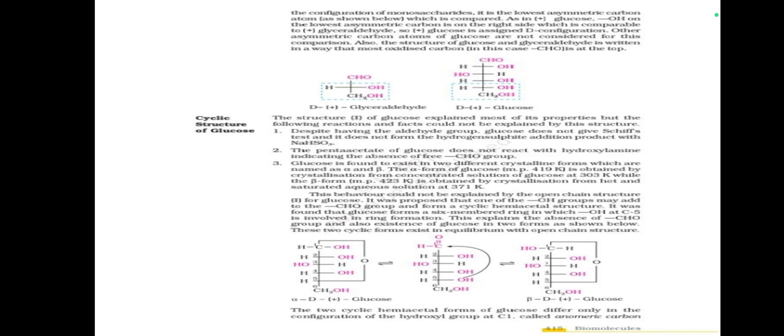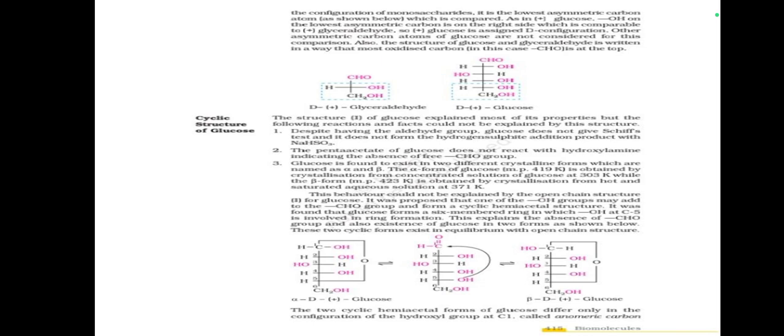Now, glucose is found to exist in two different crystalline forms, which are named alpha and beta. The alpha form of glucose, melting point 419 Kelvin, is obtained by crystallization from concentrated solutions of glucose at 303 Kelvin, while the beta form, melting point 423 Kelvin, is obtained by crystallization from hot saturated aqueous solution at 371 Kelvin. This behavior could not be explained by the open chain structure.